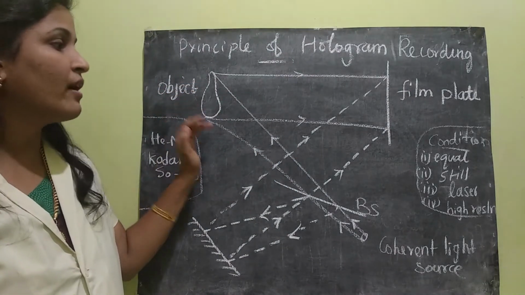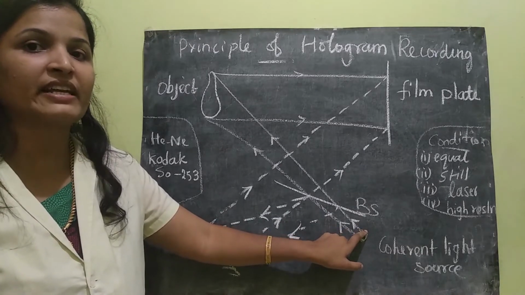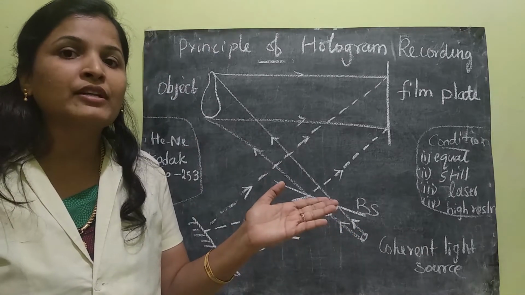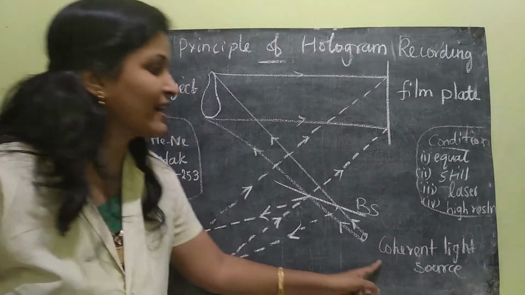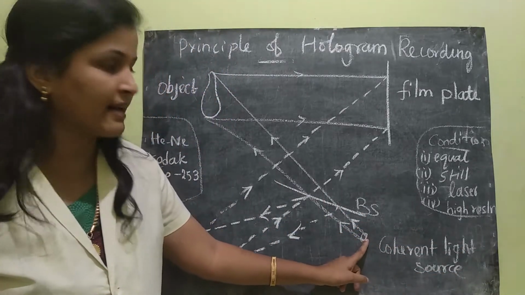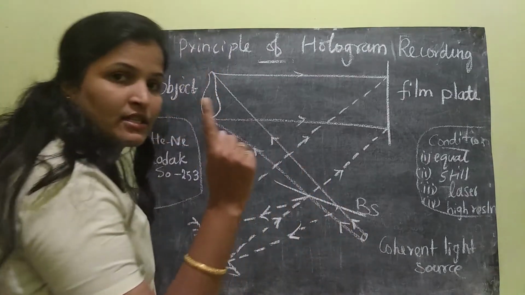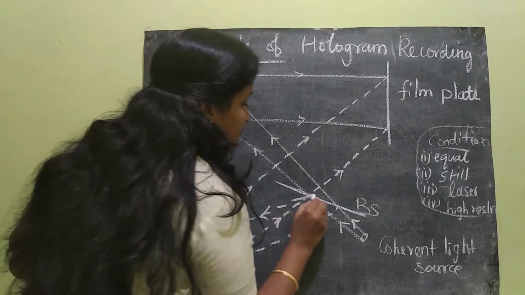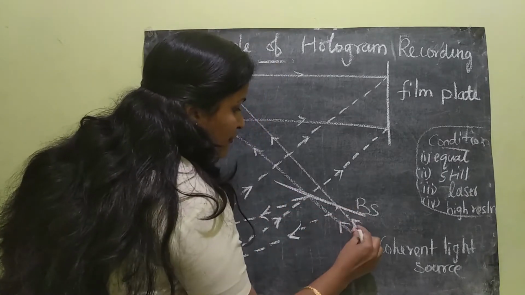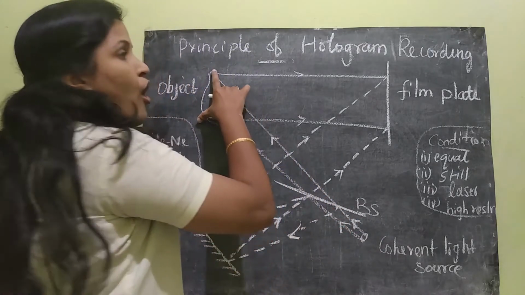Okay, so here we have a beam splitter. So basically the purpose of the beam splitter is to divide the beam into two. This beam splitter divides this coherent laser light into two. So the first part is actually directly moving towards the object.